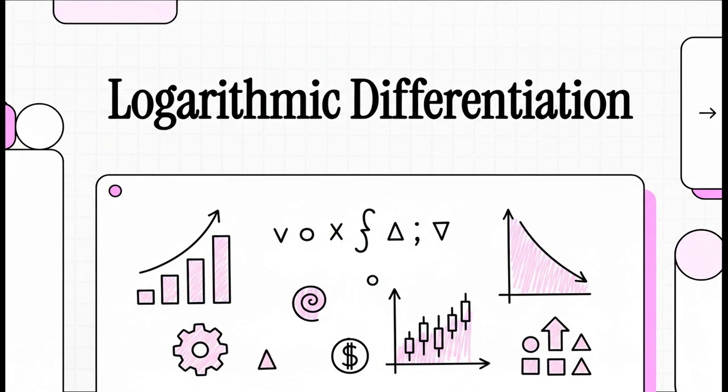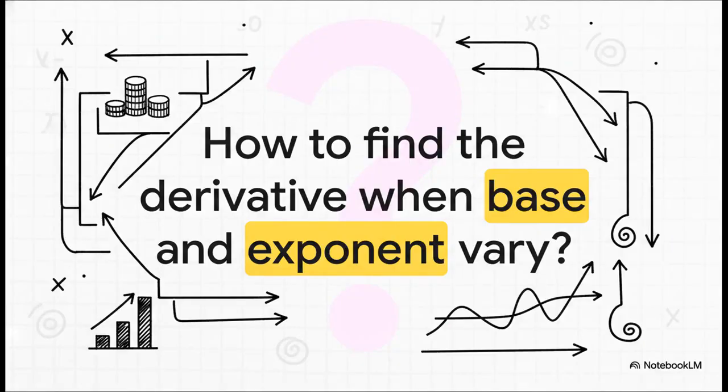We're going to explore not just how to do this, but more importantly, why. Why is this thing indispensable for making smart strategic business decisions? All right, let's jump in. So let's kick things off by looking at a very specific and pretty challenging scenario. As you see here, we're dealing with a function where another function is sitting up there in the exponent.